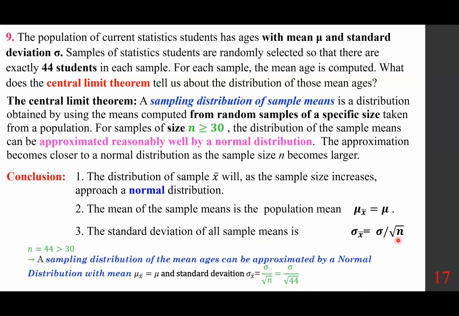And so for this question, since n is 44, which is larger than 30, a sampling distribution of the mean ages can be approximated by a normal distribution with a mean of mu of x bar equals mu, and standard deviation of sigma of x bar is sigma over square root of n, so sigma over whatever that number is, square root of 44.